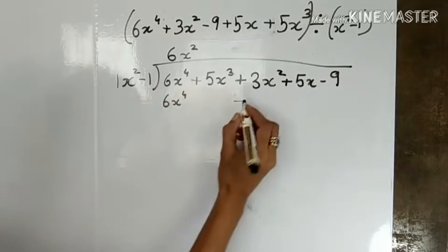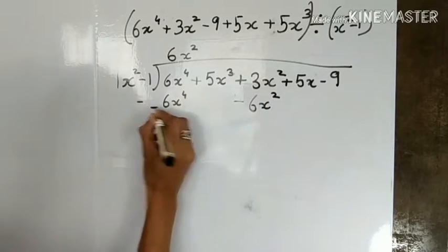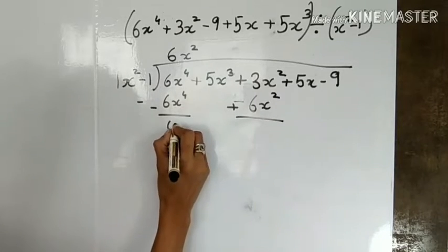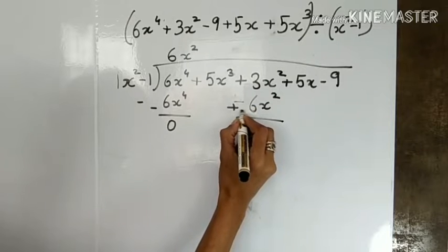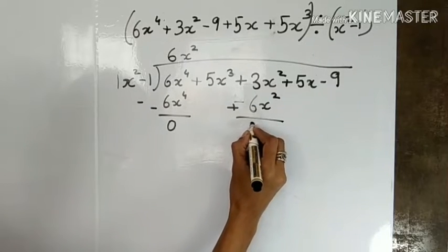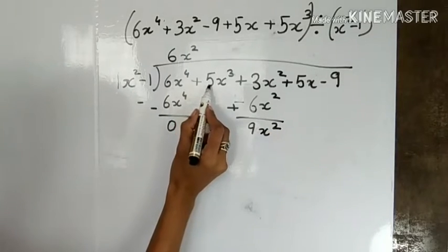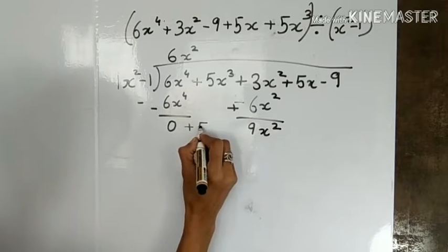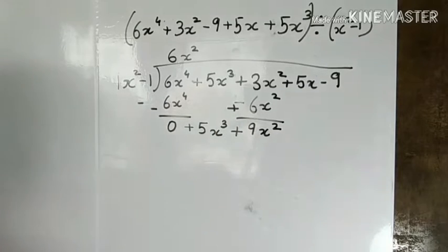You need to consider the signs. That gives minus 6x square. Signs change. This gives us 0. And here you get the value as the sign of the greater term is again plus. So you get 9x square. Get the next term, that is in cube. So you have 5x cube. And here the sign is plus.